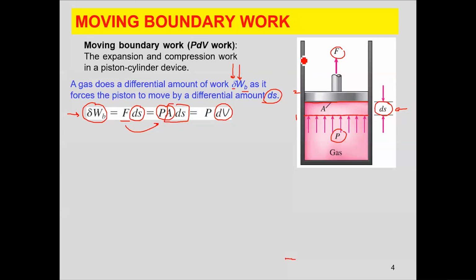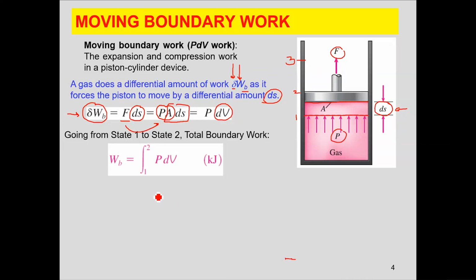If your system moved from, let's say, state 1 to state 2, what is the total amount of work done? The total amount of boundary work as your system moves between the two states is the integral from 1 to 2 of PdV. So you have to integrate PdV from 1 to 2 in order to calculate the total boundary work. How do you do that? The first thing you should know is that if boundary work is positive, that represents expansion. If the boundary work is negative, it represents compression.